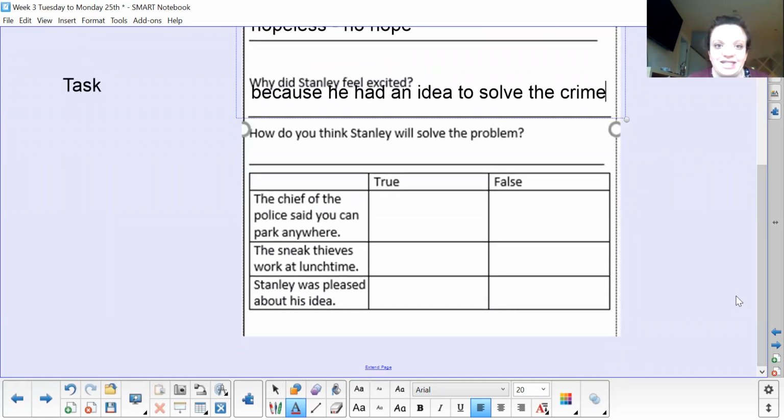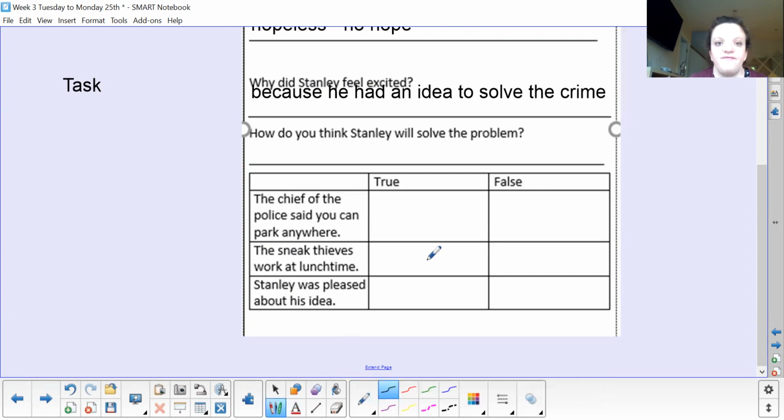Right, your next little task is to do these 3 question sentences and work out if they're true or false. The chief of the police said you can park anywhere. The sneak thieves work at lunchtime. Stanley was pleased about his idea. Which ones are true and which ones are false? Off you go. Pause the screen. Okay, well done if you did that.